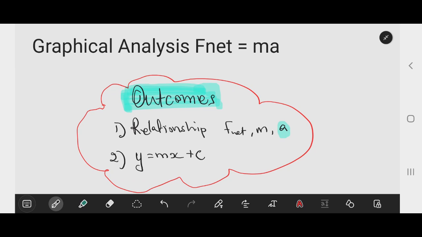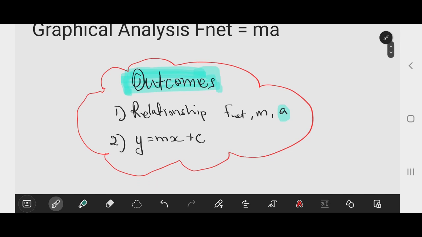Welcome to MS 100 lessons, and in this lesson I will be looking at graphical analysis for F net equals ma, which is Newton's second law. Looking at the outcomes for this lesson, I will be looking at the relationship between the acceleration and the net force, and the relationship between the acceleration and the mass of an object. And for learning outcome number 2, I will be using a graphical analysis using a linear function y equals mx plus c to analyze the relationship between the above variables.